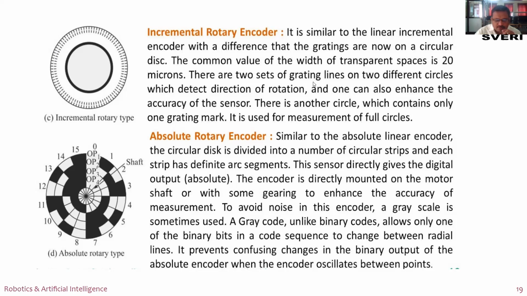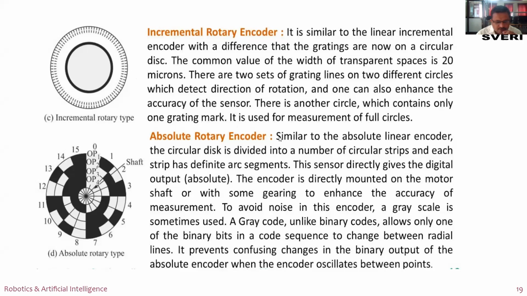There are two sets of grating lines on two different circles which detect direction of rotation, and one can also enhance the accuracy of the sensor. Therefore, two sets are there. If you observe carefully, these gratings are not continuous. Some break is there. Therefore, on the two circles, gratings are there. There is another circle which contains only one grating mark. It is used for measurement of full circles.